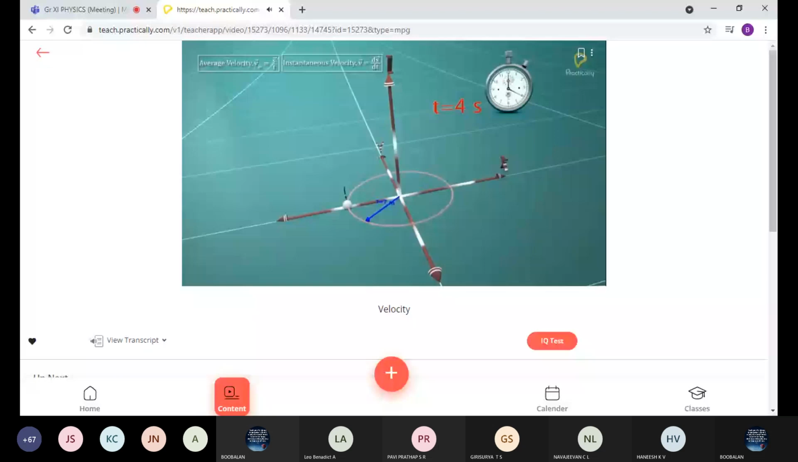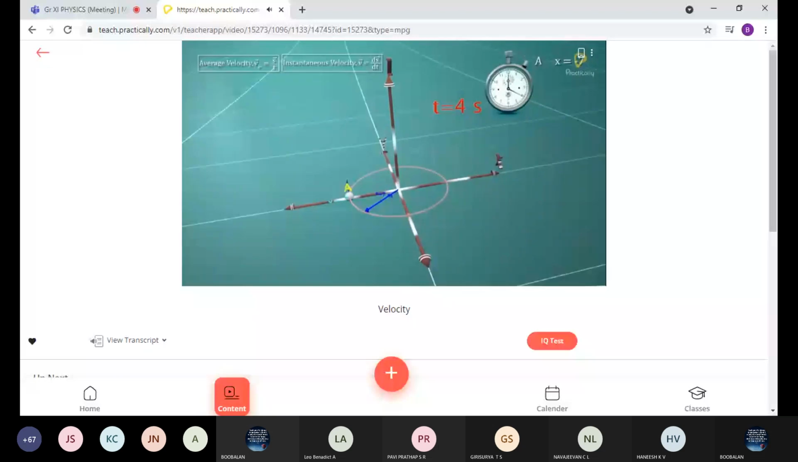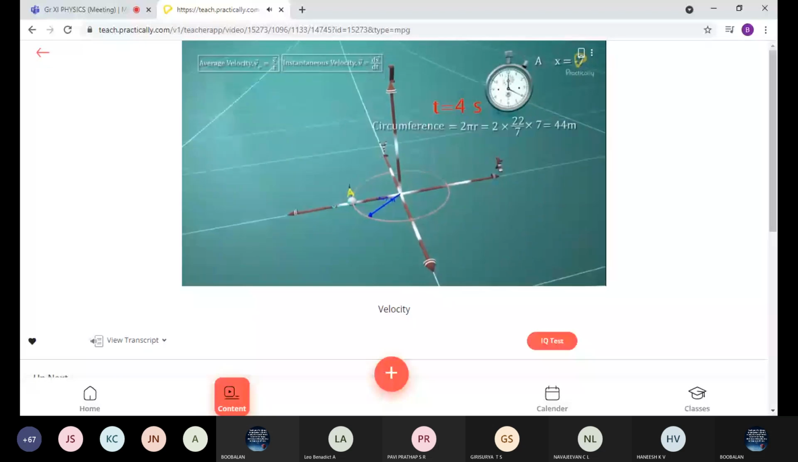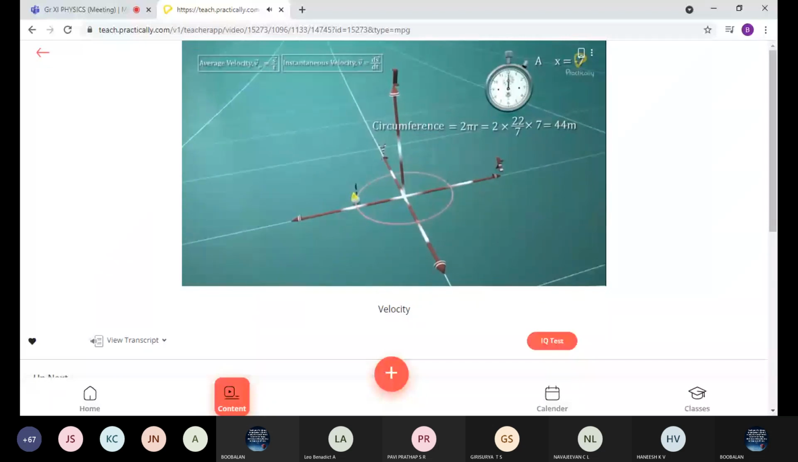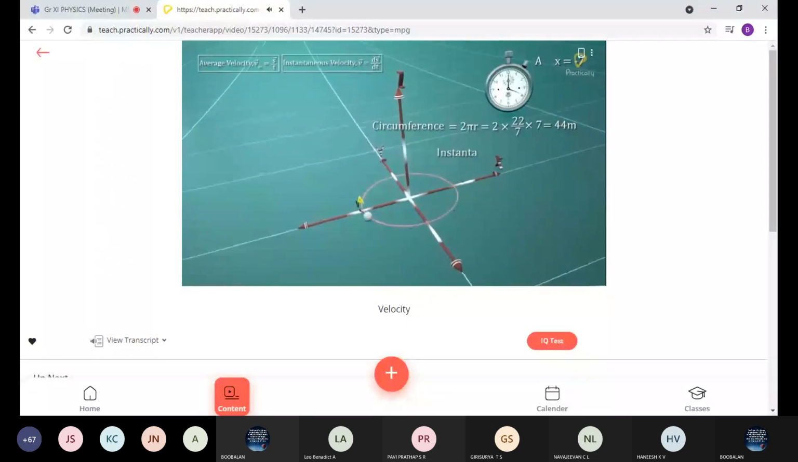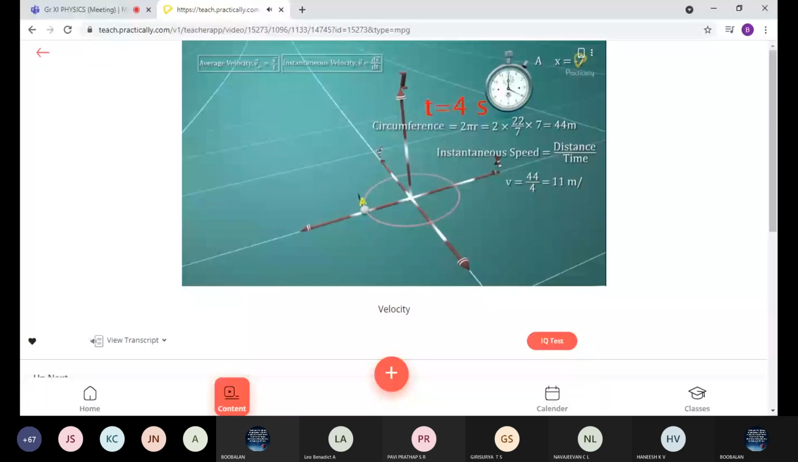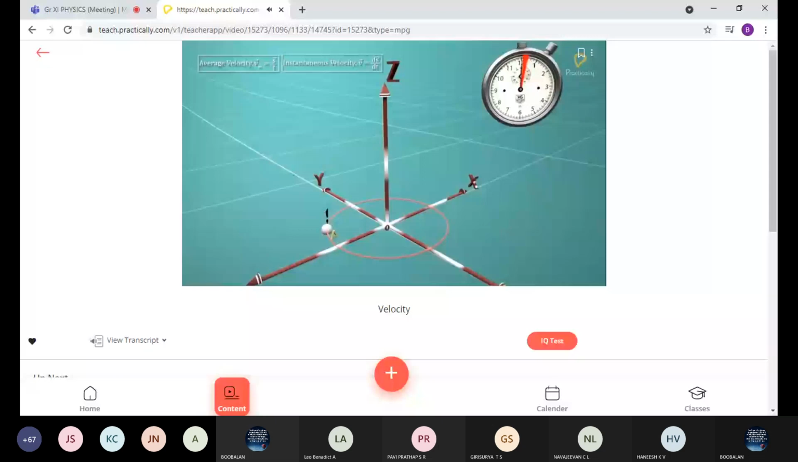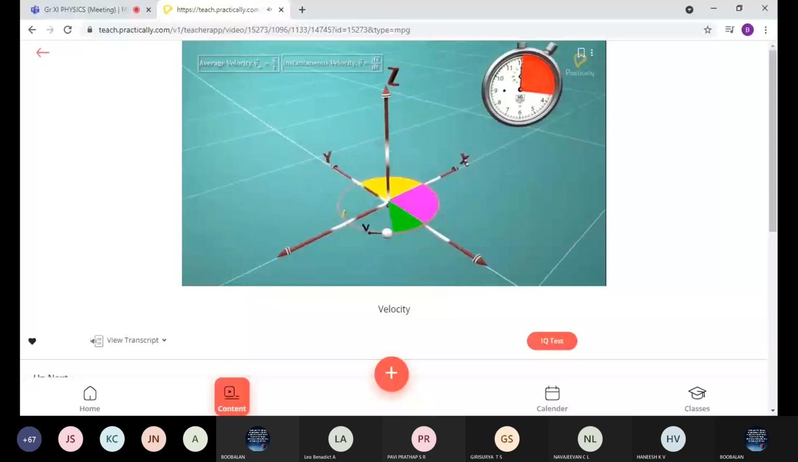Circumference of the circular path is 44 meters. The particle covers 44 meters in 4 seconds uniformly. Hence, instantaneous speed of the particle at any time is equal to 11 meters per second. The particle covers 4 quarters in 4 seconds. After 1 second, the particle is at B.